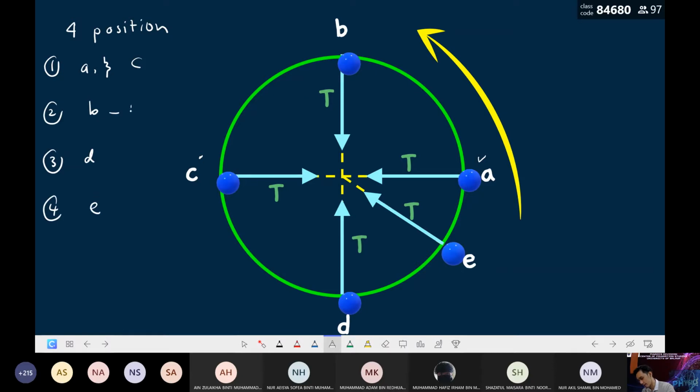Okay, yang B ni is the maximum lah, the maximum point. Okay, and then yang D is the minimum, the lowest point. And then E is at any angle. At any angle. Okay, let me recorrect this drawing. Sekejap.